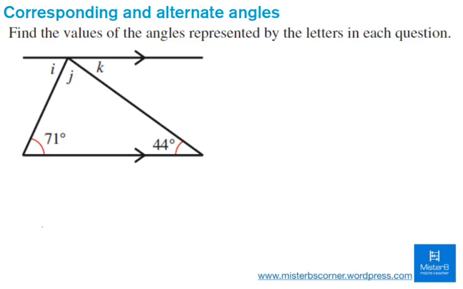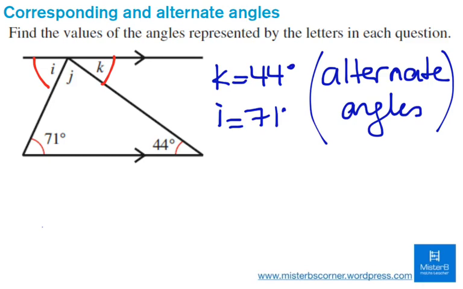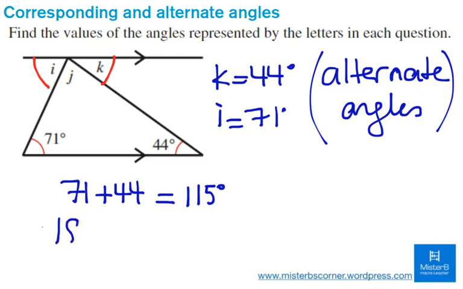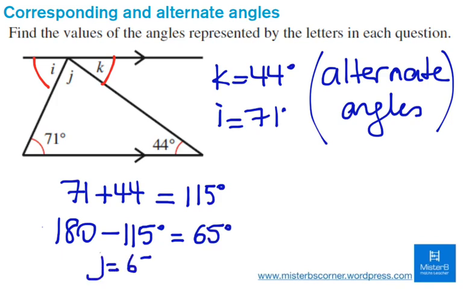In this example, I can easily go with alternate angles to find K and I, as K would be 44 degrees and I would be 71 degrees. Reason? Alternate angles. For the angle J, you can go like 71 plus 44. This will be 115 degrees, right, when you add them. And you can take away the sum from 180 to find that J is nothing but 65 degrees. So you say that J is 65 degrees.